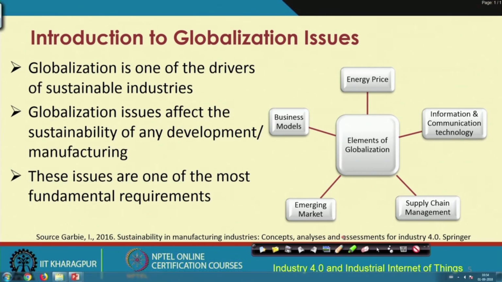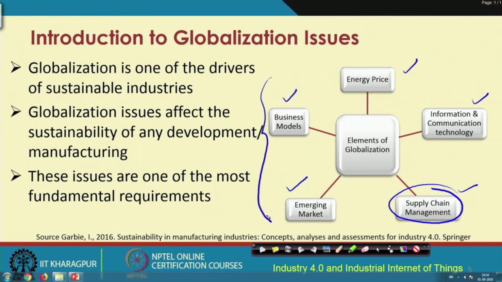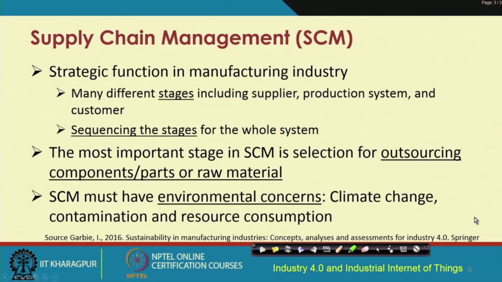The first one is the business models, the next one is the energy price, information and communication technology adoption, supply chain management, which is a very important thing particularly in the manufacturing context, and the inclusion of emerging markets. These are some of the important issues or the cornerstones behind globalization. Let us take one by one. We will start with supply chain management.